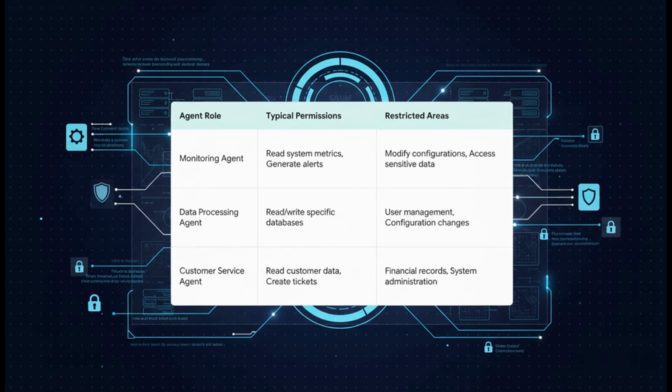This means defining really strict permission boundaries, using role-based access control, or RBAC, but tailored specifically for agents. A monitoring agent, for instance, should only have read access to metrics and maybe the ability to generate alerts. It should be absolutely forbidden from ever modifying configurations or touching sensitive PII data.